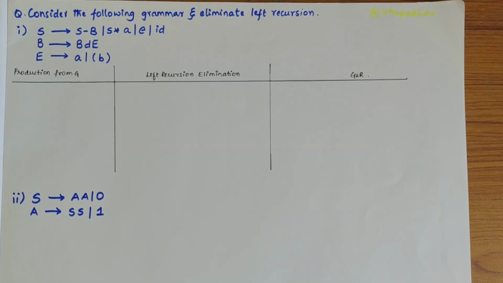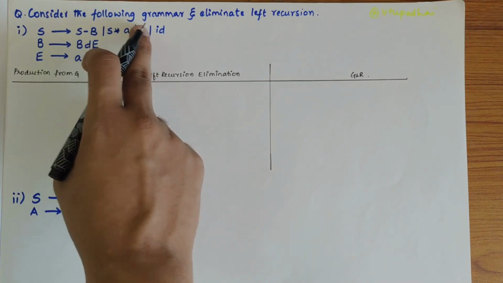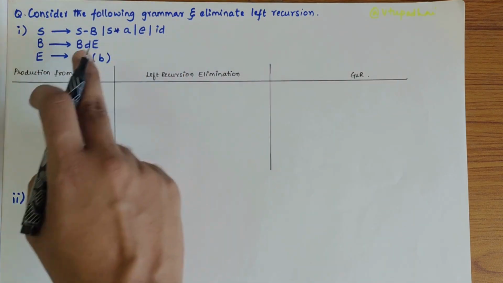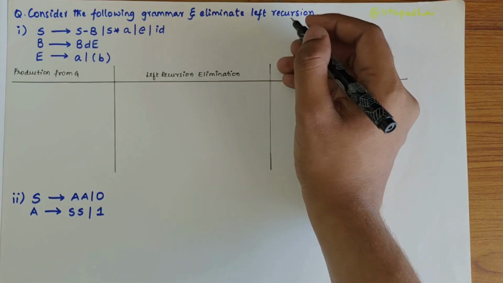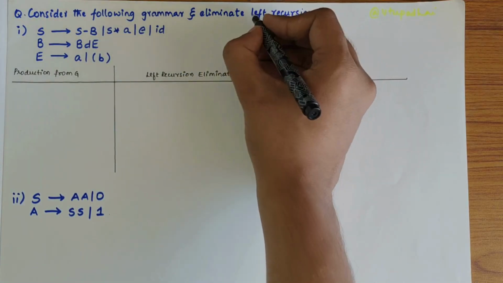In this video, we'll be looking into the given problems, that is elimination of left recursion from the grammar given. Firstly, they have asked to consider the following grammar and eliminate left recursion. Before moving on to the question, we need to write what left recursion is.